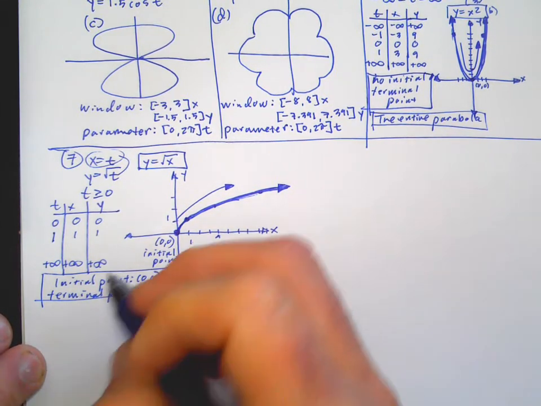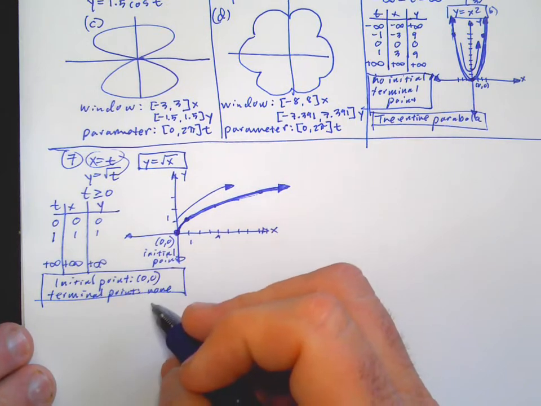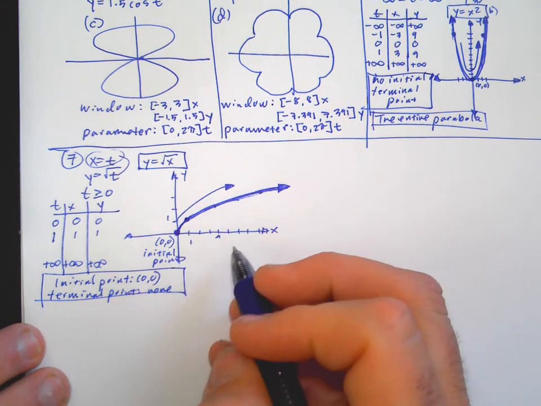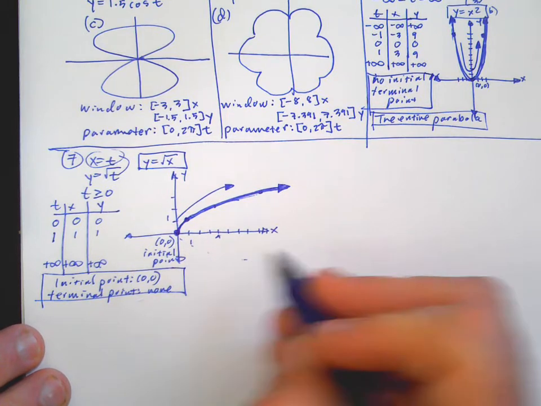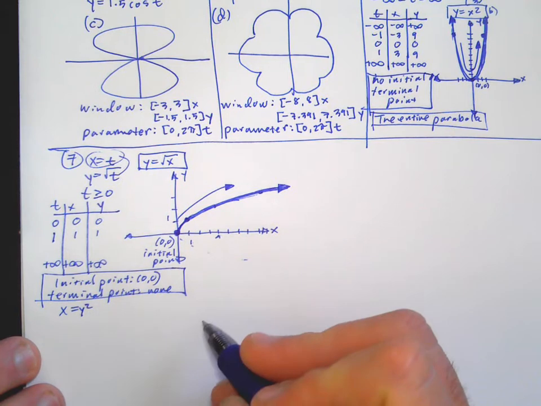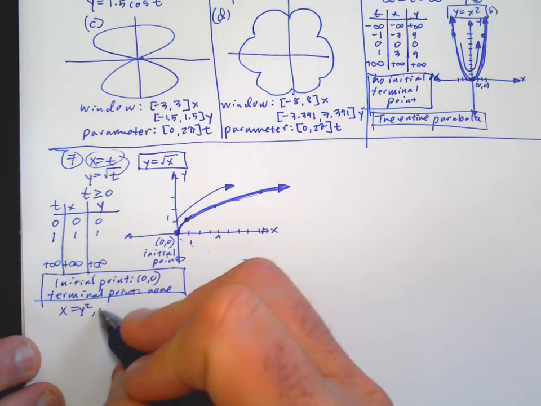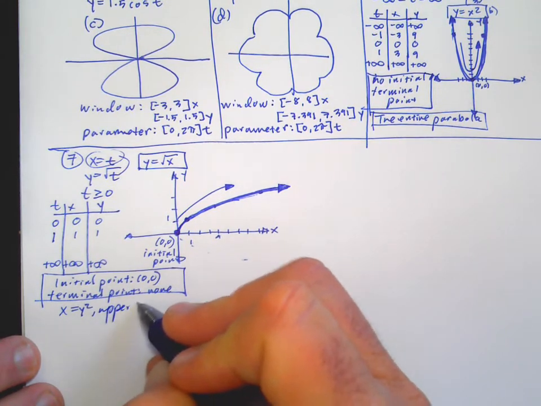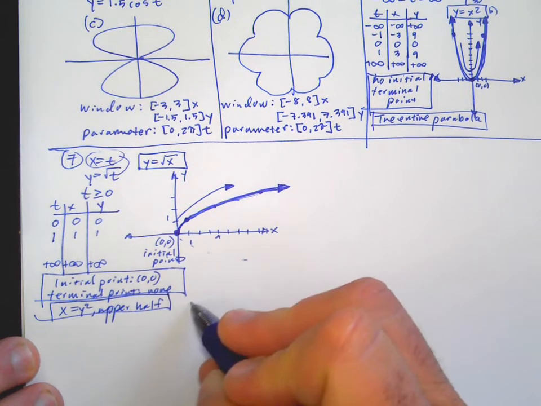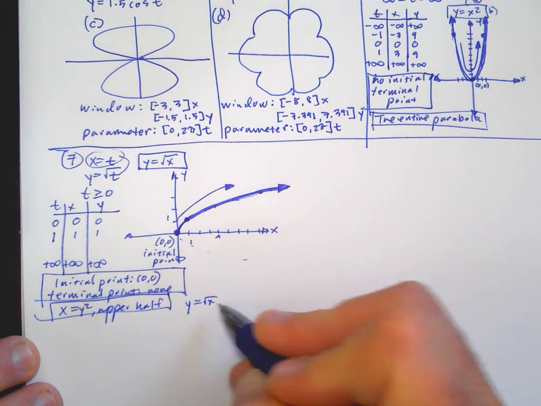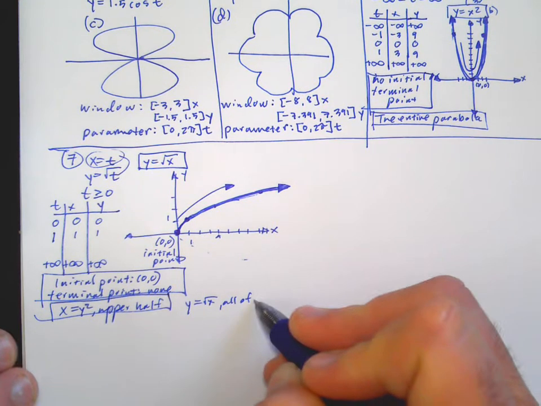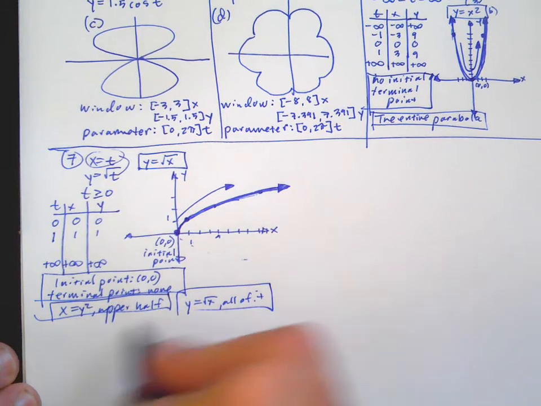I mean, I don't know, there's different ways to describe this. You could say it's x equals y squared. It's just the upper half, right? Or we could say it's y equals the square root of x, the entire thing. I don't know, something like that.